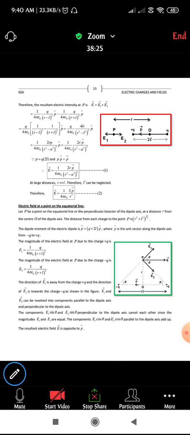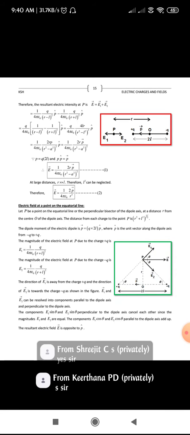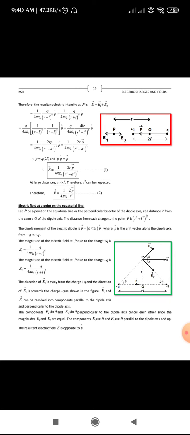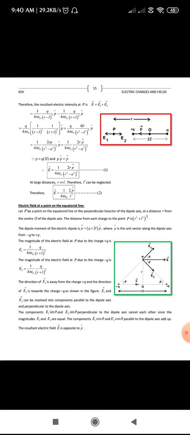Okay, fine. So have a practice of this derivation. In the next class we will discuss the electric field at a point on the equatorial line. Only if you have understood this axial line, it will be very very easy for you to understand the electric field at a point on the equatorial line. So please practice the derivation we have done today. In the next class we will discuss the equatorial line.